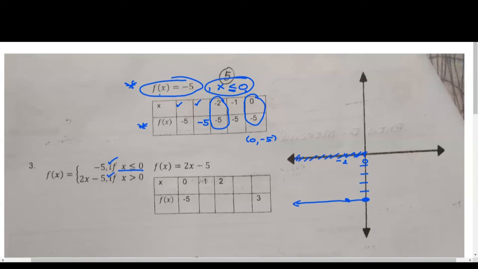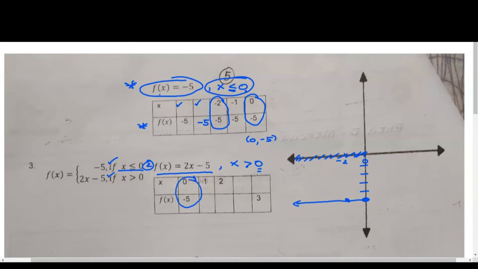Second function. Nasaan yung second function natin? Ito. F of x equals 2x minus 5 when x is greater than 0. Okay? So, 2 points lang din ang kailangan natin because this is just a line. Okay? So, mag-start tayo sa x equals 0. So, given naman na dito.